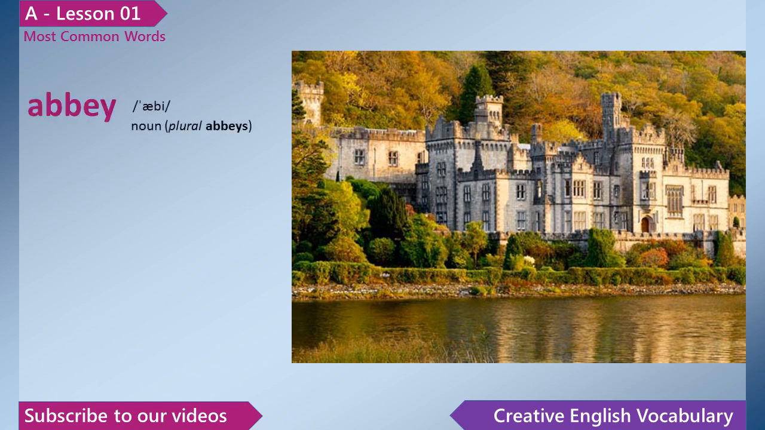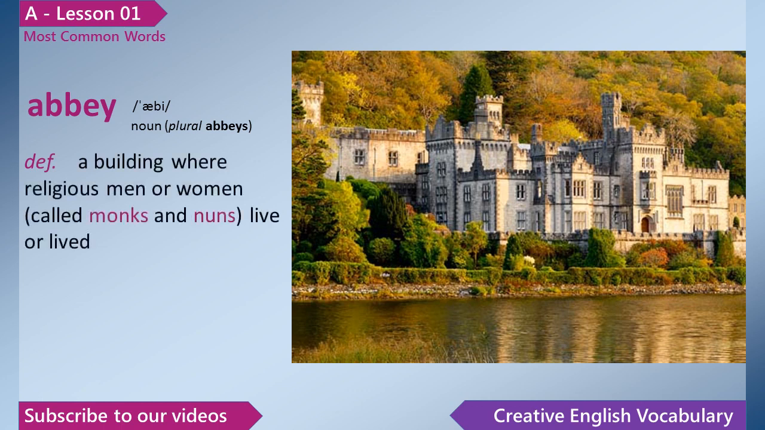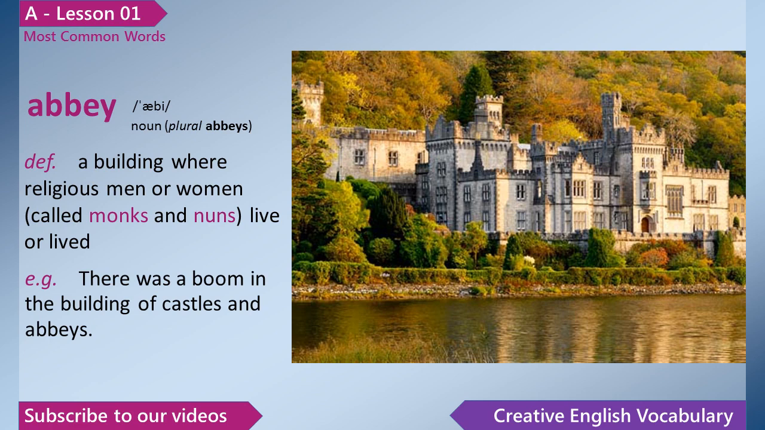Abbey. Definition: a building where religious men or women, called monks and nuns, live or lived. For example, there was a boom in the building of castles and abbeys.